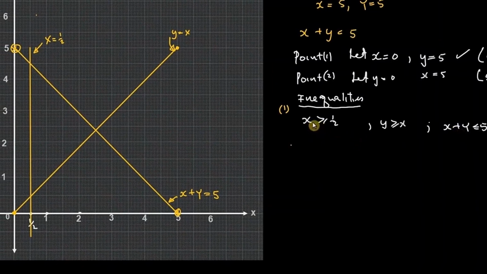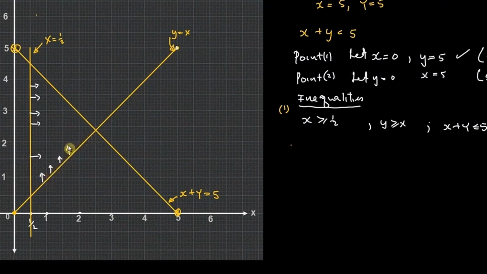For the first one, x is greater than or equal to half. If this line represents x is equal to half, then anything greater than x is equal to half must be to the right of this line. Similarly, if y is greater than or equal to x, then we identify the line y is equal to x, and if it is greater than or equal to x, it must be above the line.